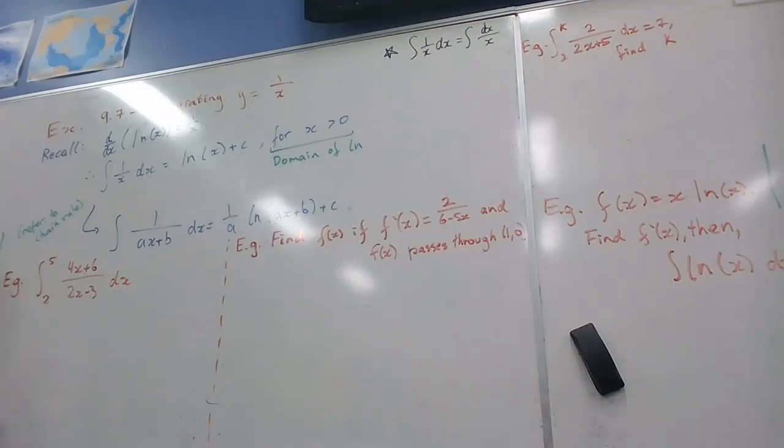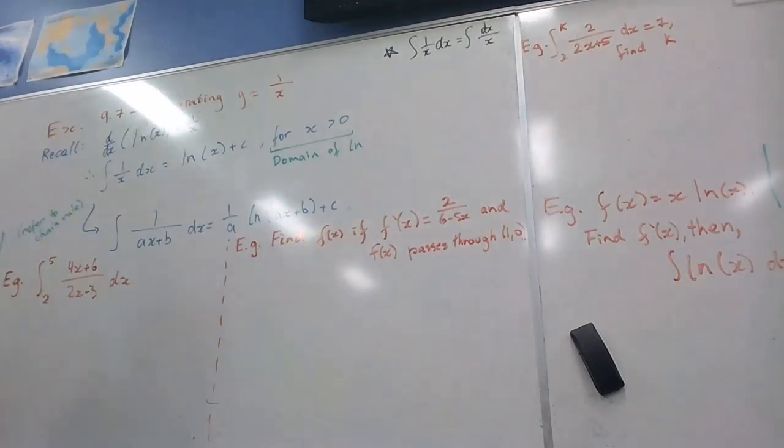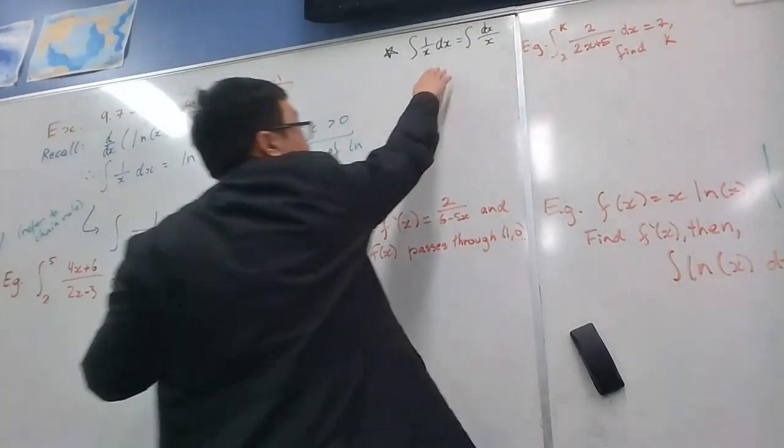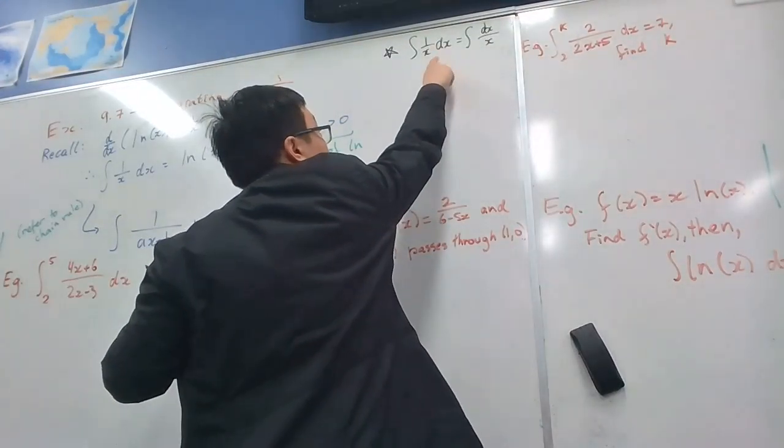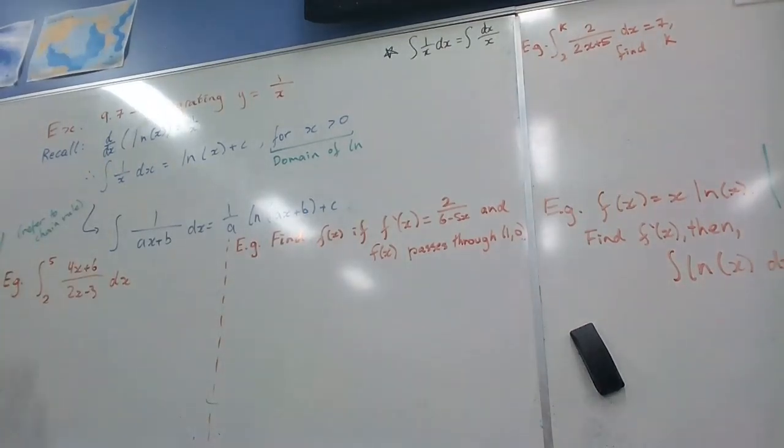Oh, sorry, before I continue, I just wanted to mention, you might see this, which is the antiderivative of 1 over x dx equals the antiderivative of dx over x. Because the dx is not just part of the notation, it's actually part of the multiplication, they're just the same thing. Just keep that in mind. Okay, back to this question. 4x plus 6 over 2x minus 3.